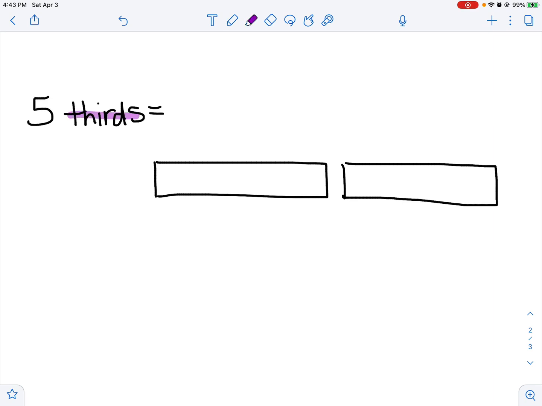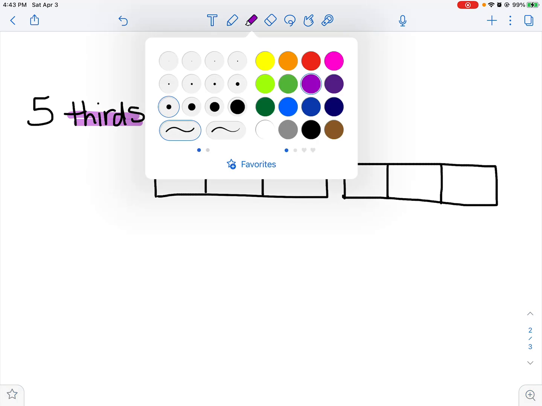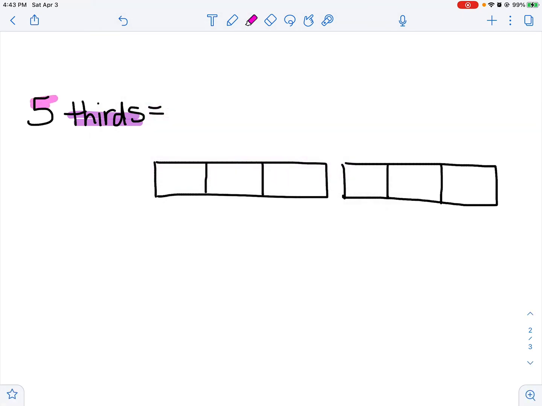And you're going to look right here. Thirds is going to tell you how many parts you break each whole into. So in this case, I'm going to break each whole into thirds, 3 equal parts. I'm going to shade 5 of them because we're talking about 5/3. So I'm going to shade 5 of these. And then how would I write that as a number? I would write it as 5/3 because 5 of the thirds are shaded.